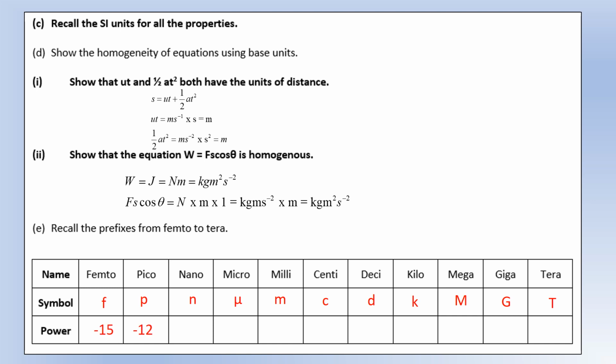And then the powers from minus 15, most of them go up in 3s. Centi is minus 2 because a centimeter is a 100th of a meter. Deci is minus 1. That's why a decimeter cubed is the same as a liter. And then again, we start going up in 3s until we finish off at 12.